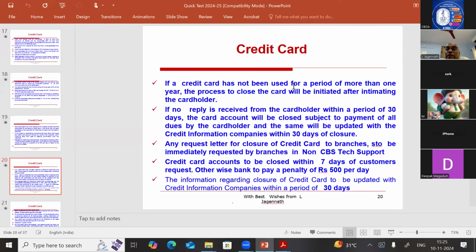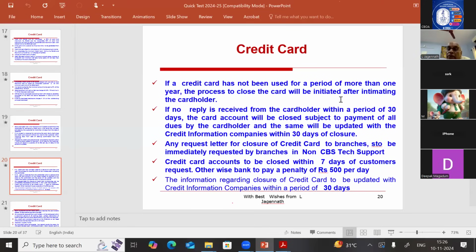Then, if a credit card has not been used for a period of more than 1 year, the process to close the card will be initiated after intimating the cardholder. You see, if the credit card is not activated within 30 days, an OTP will come. If the customer has not responded within 7 days, the account will be closed. If the credit card is not used for more than 1 year, then also the bank has to intimate the customer and start the process of closing the credit card account.